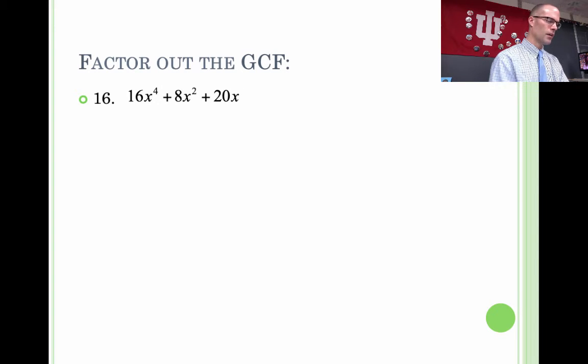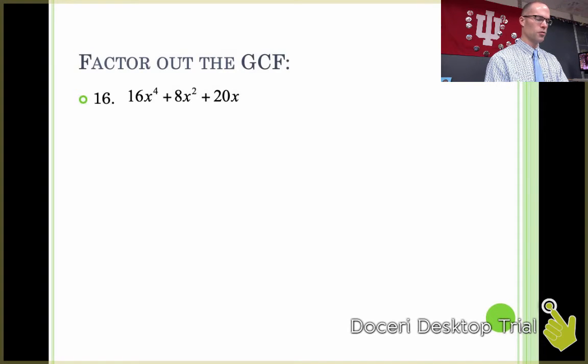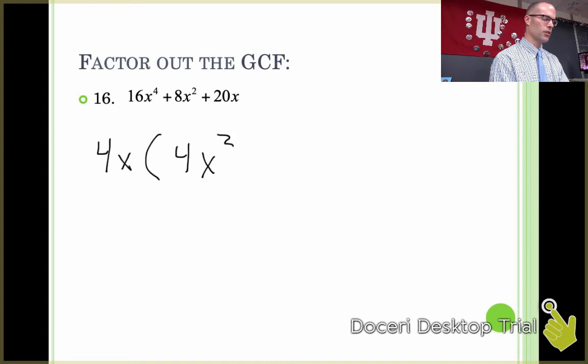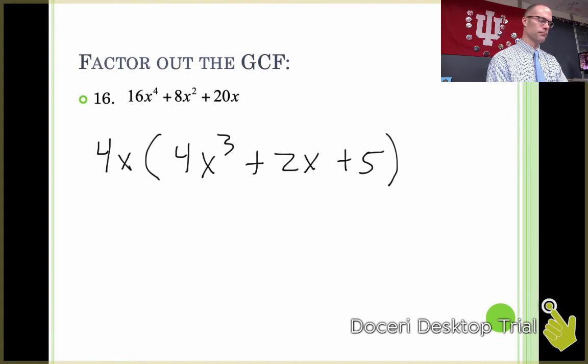Okay. So now we got 16, 8, and 20. I can take out a 4, and then they all have at least one x, x to the first power. So 16 divided by 4 is 4, x to the fourth over x is x cubed, plus 8 divided by 4 is 2, x squared over x gives you x, 20 divided by 4 is 5, x divided by x is 0 x's. Boom, done.